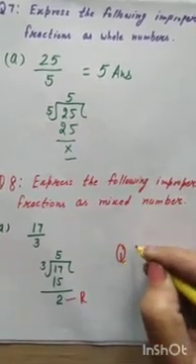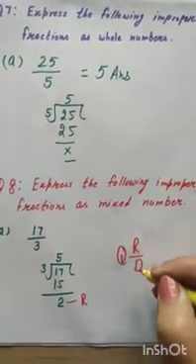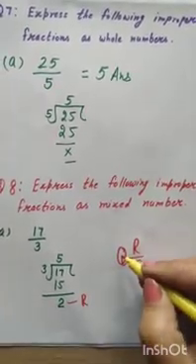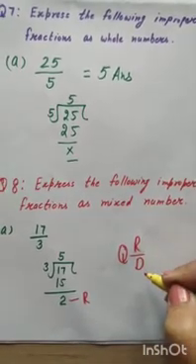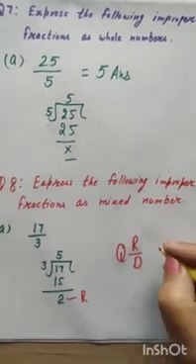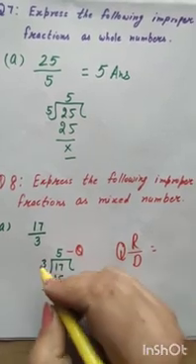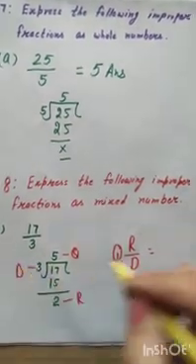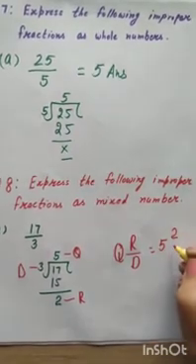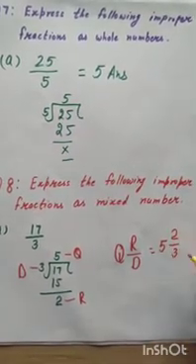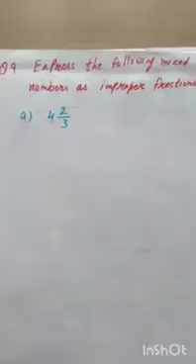A mixed number is in the form of Q, R and D. This is the mixed form. Here we will write the quotient, here the remainder, and here the divisor. This is the quotient, this is the remainder and this is the divisor. Now fill in the values. Quotient is 5, remainder is 2 and the divisor is 3. So this is the form of mixed numbers.